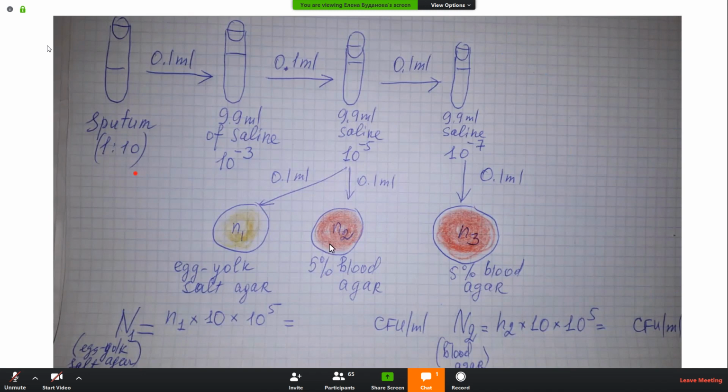And N2 is for the same dilution for bacteria observed on blood agar. I think you may observe more colonies than in selective medium because it is not selective. And the same principle is applied for the last plate if they grow in the maximum dilution, sorry, minimal concentration. But it will be N3 by 10 and 10 to the power 7.